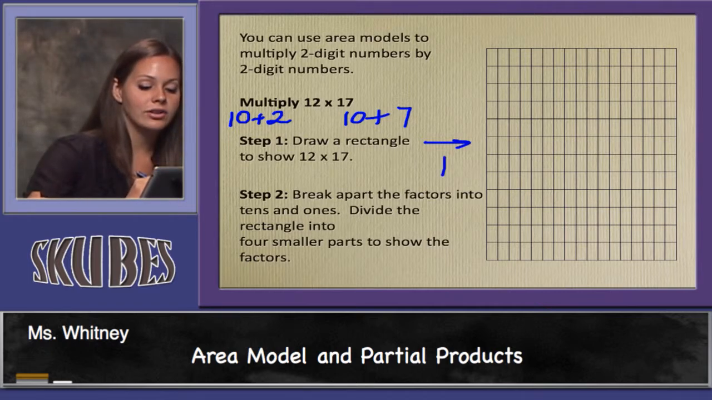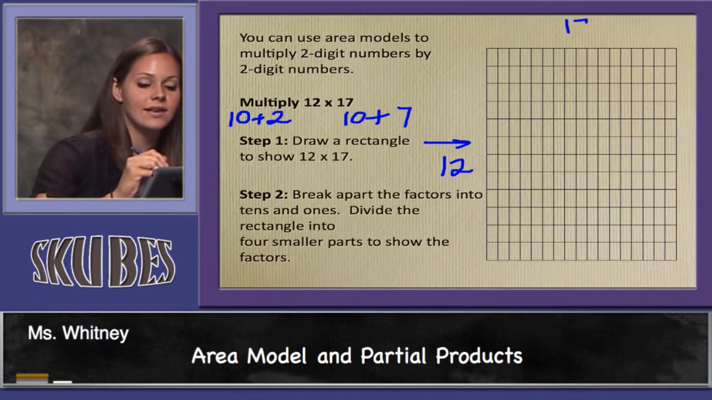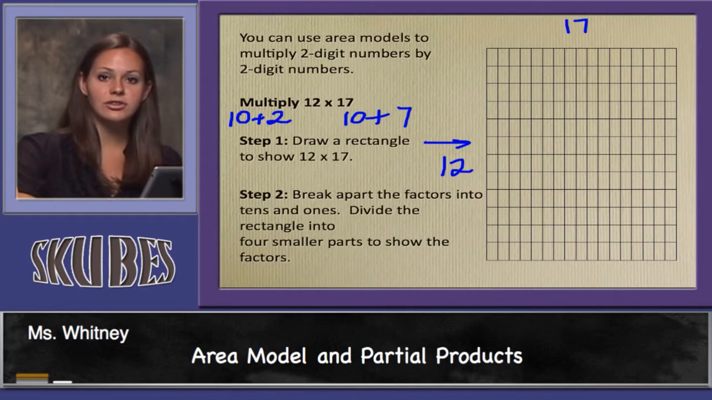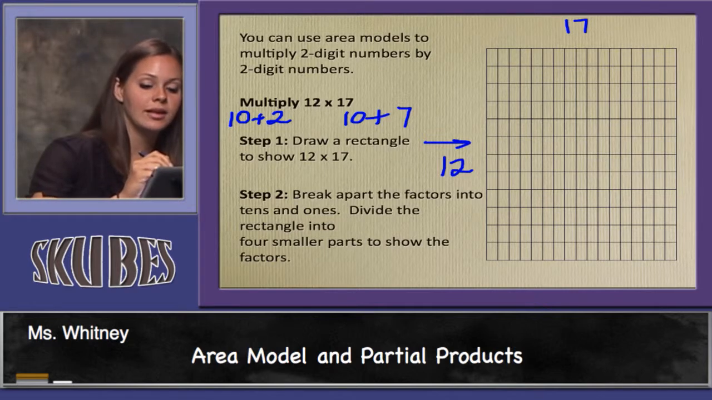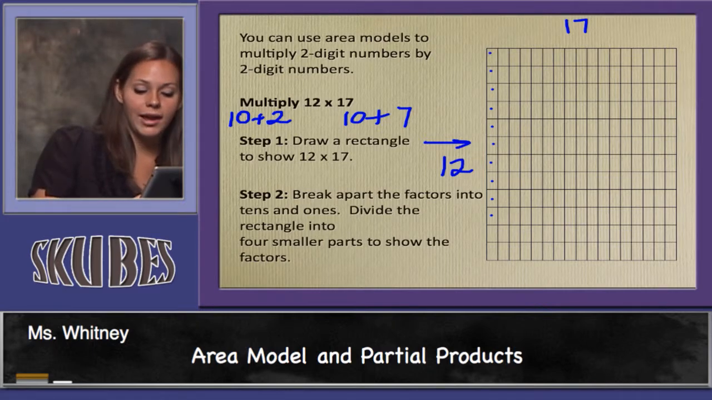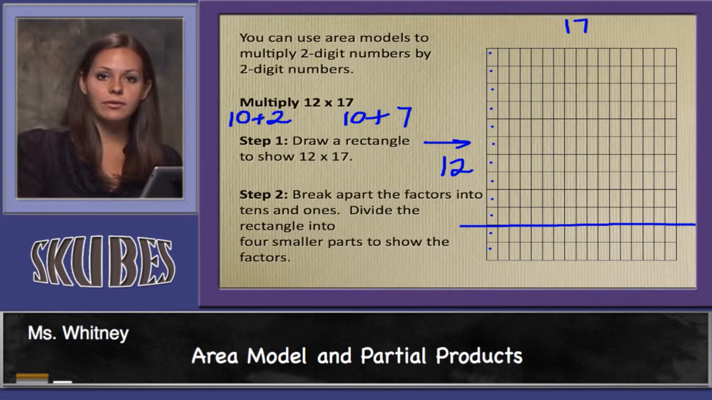Going down we have 12 and across we have 17. Let's start with the factor 12 and break it apart into 10 plus 2. Let's count 1, 2, 3, 4, 5, 6, 7, 8, 9, 10. We'll make our division. And then we have 1, 2 to make 12.